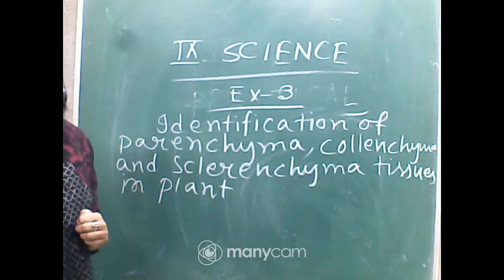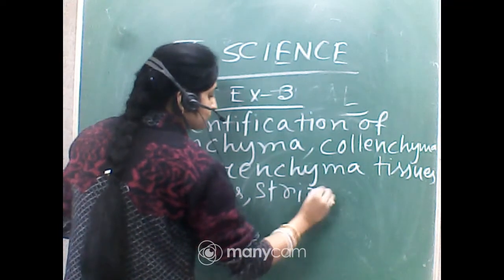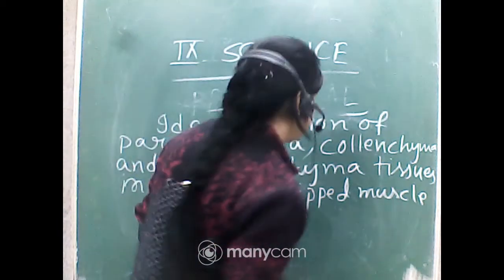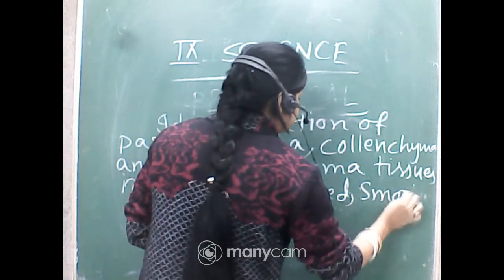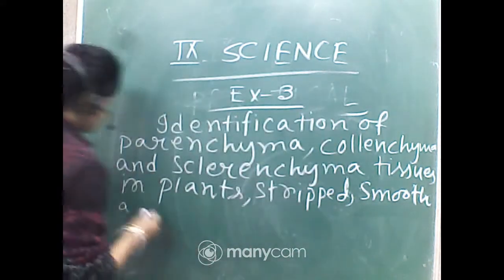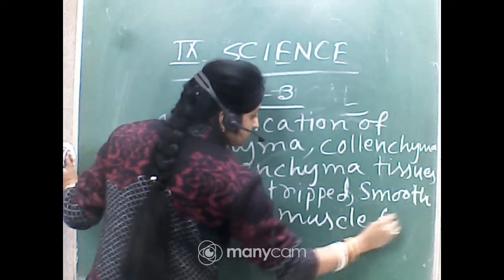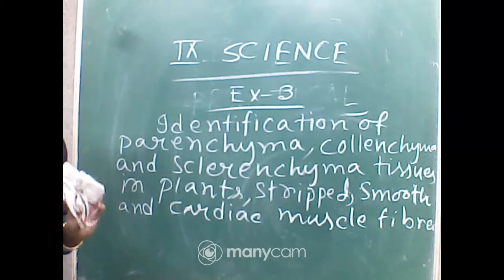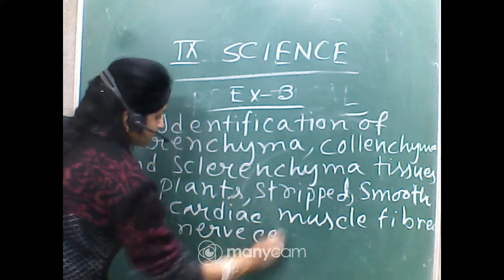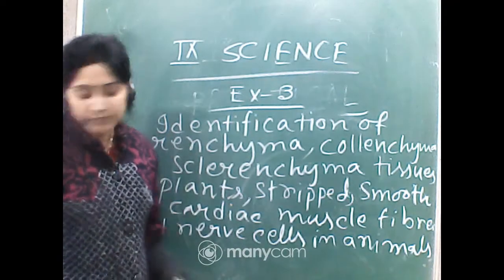Okay, and in animals: striped, smooth and cardiac muscle fibers, and nerve cells in animals. Okay, this is from the prepared slides.